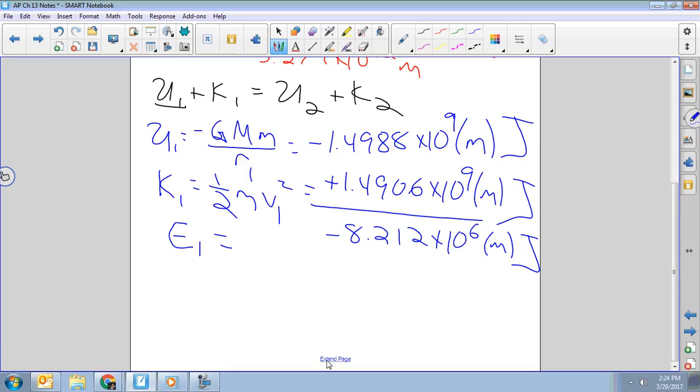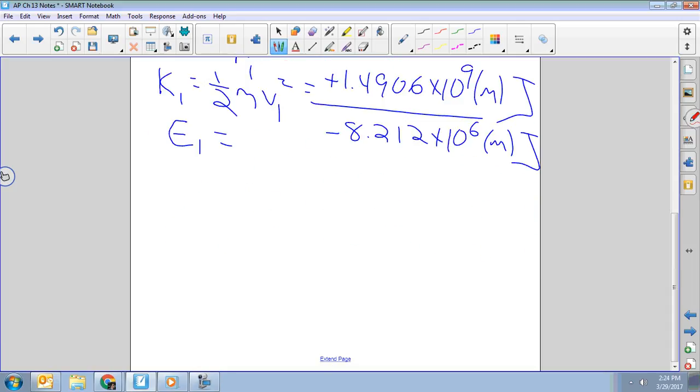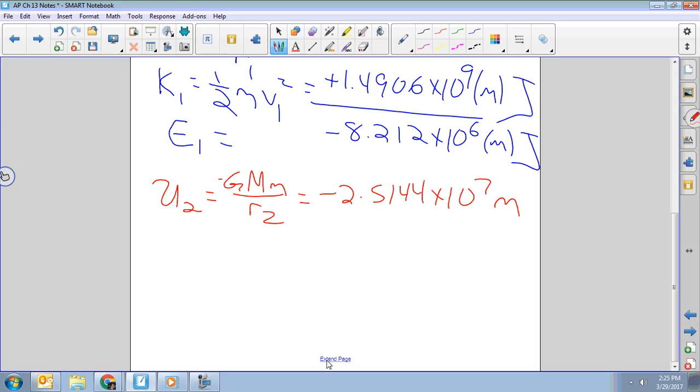Now let's look at point 2. At point 2, the gravitational potential energy is, once again, negative G times M over R2, and you get negative 2.5144 times 10 to the 7th, times the mass of Halley's Comet, whatever that is, that many joules. I had a tough time spitting that out. Everybody cool up to there?